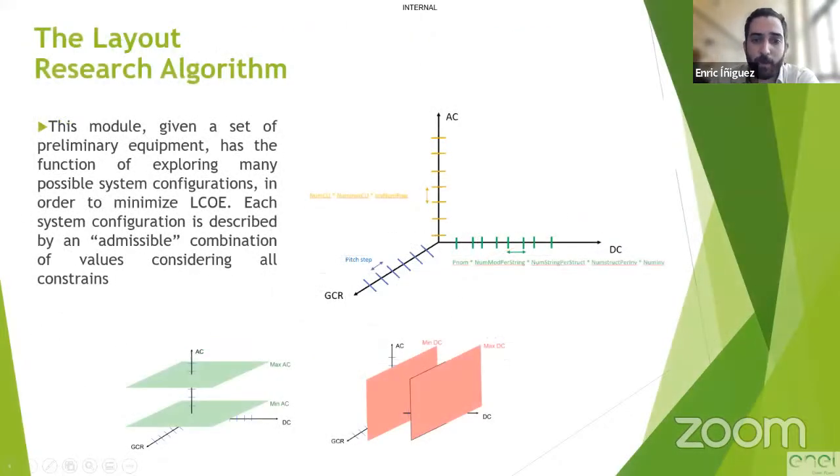To set the configuration of the plant using the inputs we have presented, we can, in our case, start the layout research algorithm. This calculation will explore as many possible system configurations, admissible of course within our constraint boundaries, which are the following: maximum and minimum DC capacity, maximum and minimum AC capacity, maximum and minimum DC-AC ratio, maximum and minimum GCR, and of course, a lot more important information about the site to be able to determine, such as soiling losses, interconnection line losses, number of modules per string, area occupation of the plant, etc., etc.